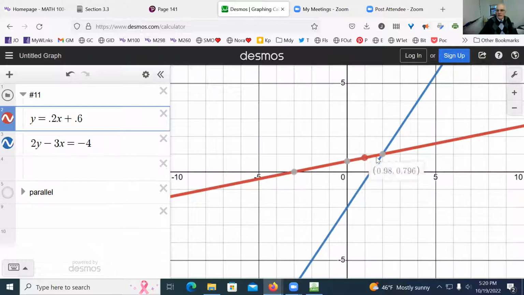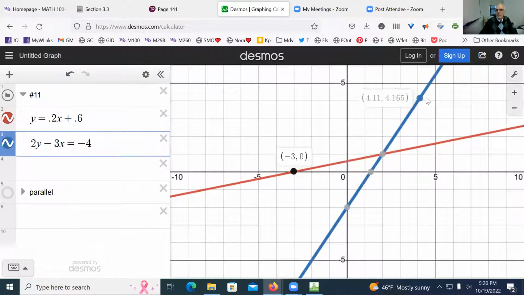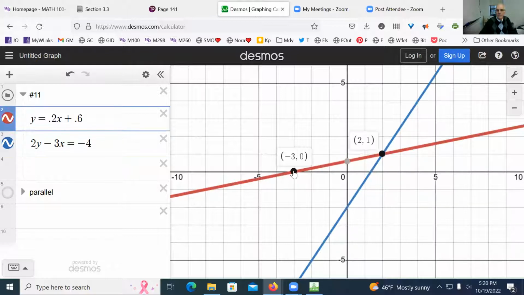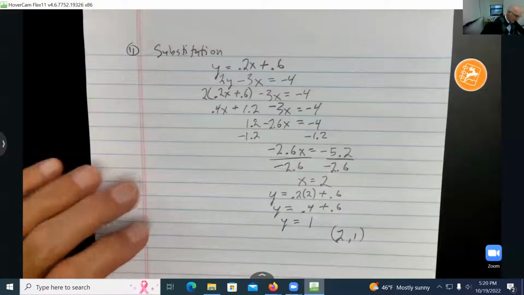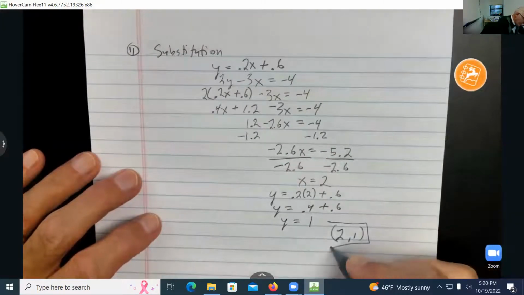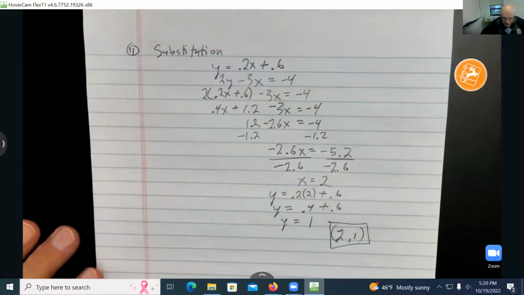All the points on this red line make the first equation true. All the points here on the blue line, there's an infinite number of points on the blue line that make it true. But this point right here is going to make both equations true: (2, 1). I have used a graphing calculator to check this. Now let me show you how to check it algebraically.